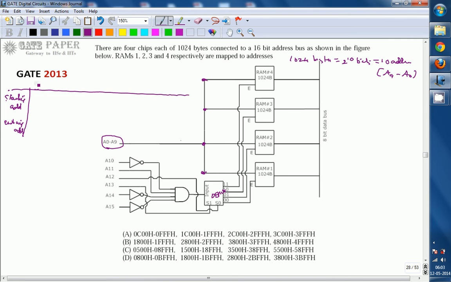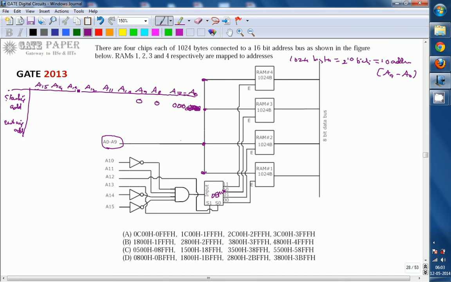The total address lines are given as A15, A14, A13, A12, A11, A10, A9, A8, A7 to A0. This is what is given. A7 to A0 I am directly indicating, and A8, A9 are also indicated. For the starting address, a RAM starting address always has all 10 address lines as zeros. So A9 to A0 are all zeros, and A9, A8, A7 to A0 must all be zeros.